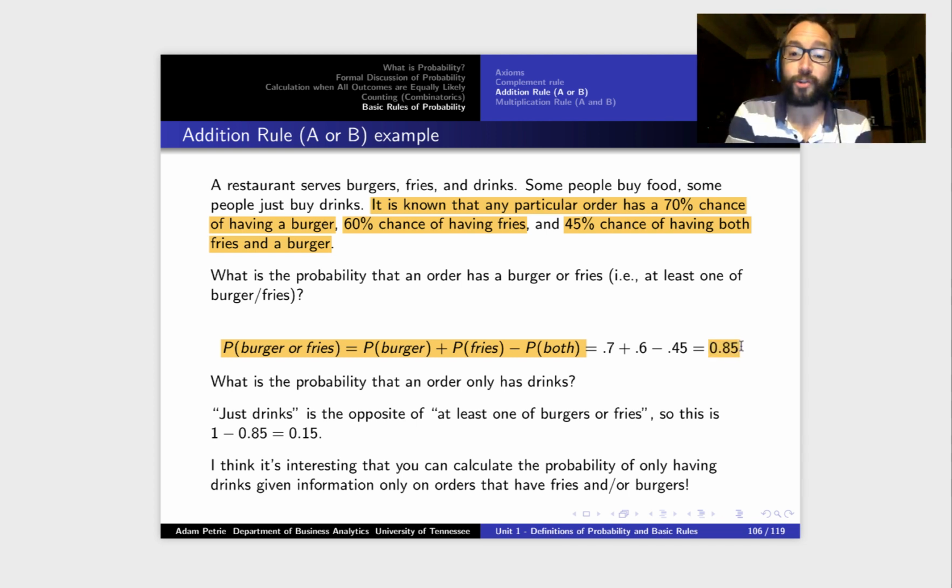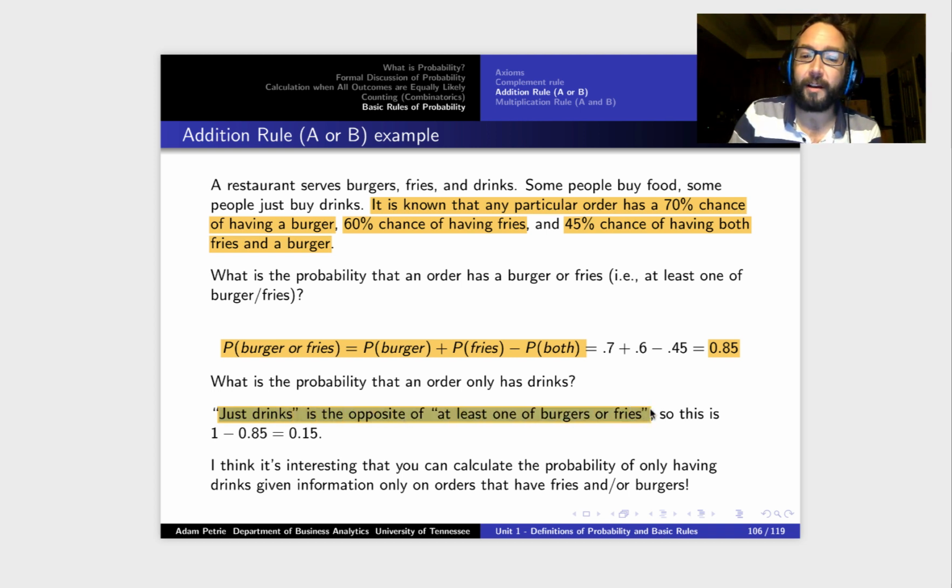So, a related question, what's the probability that an order only has drinks? Well, you might be scratching your head because we don't have any information explicitly about drinks in the information here. We have something about burgers and fries, but if we put on our thinking cap, we know that the event they just have drinks in the order is really just the opposite of burger or fries here.